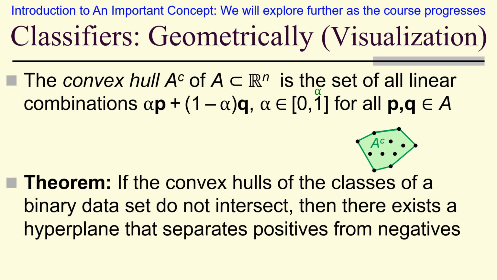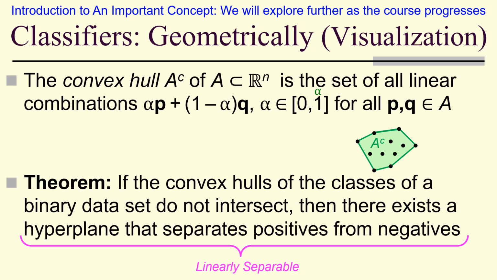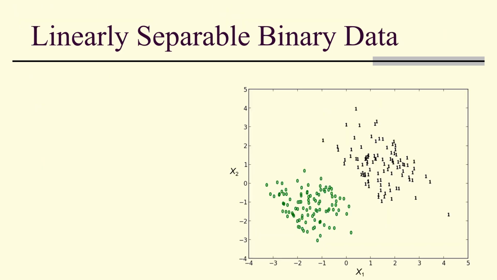If the convex hulls of the classes of a binary dataset do not intersect, there must be a hyperplane that separates positives from negatives. This is what we call linearly separable. Now, this theorem is from convex optimization, which is a topic in a field called operations research. But notice how useful it is.